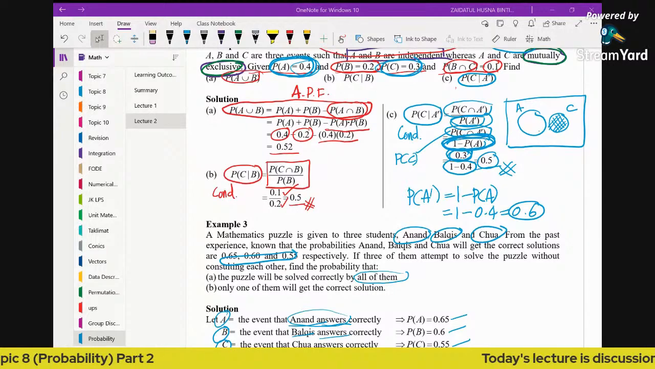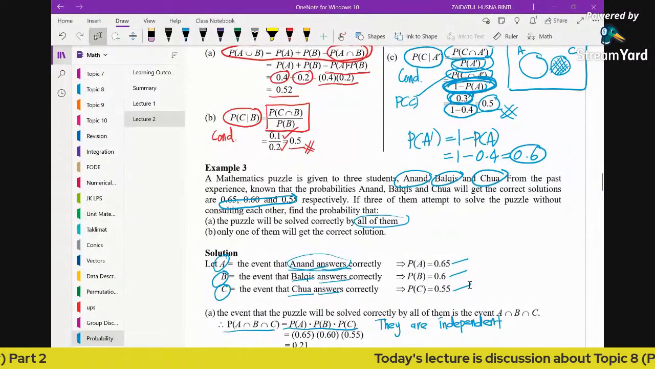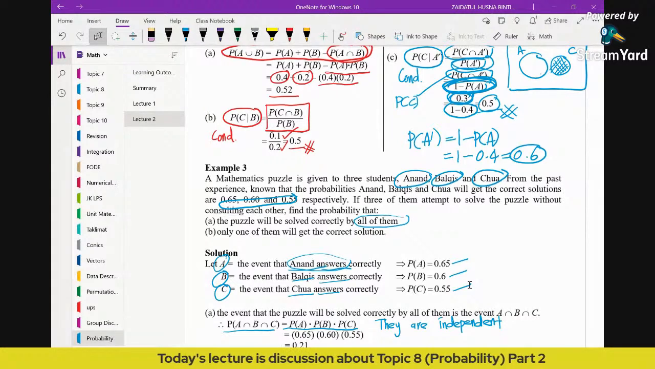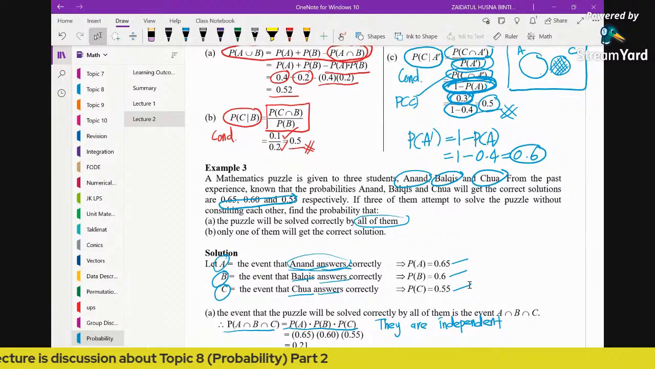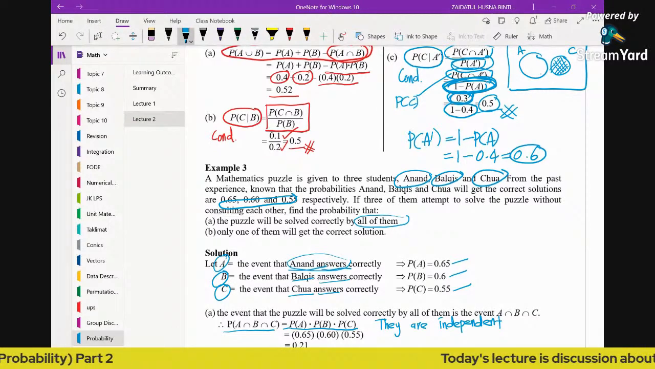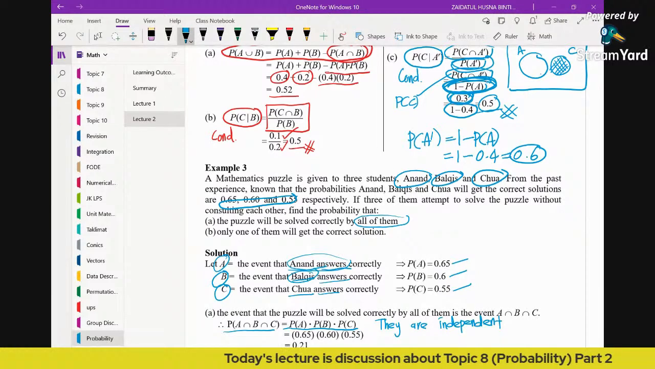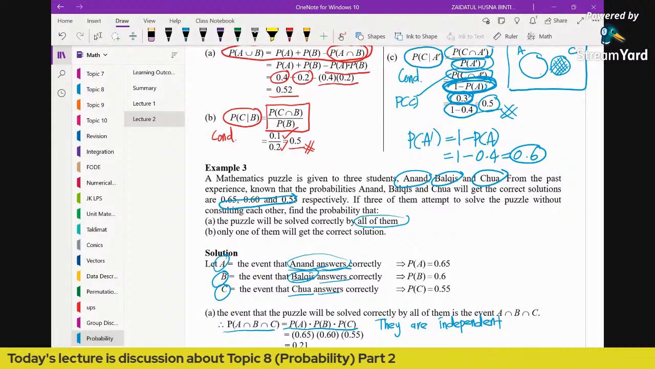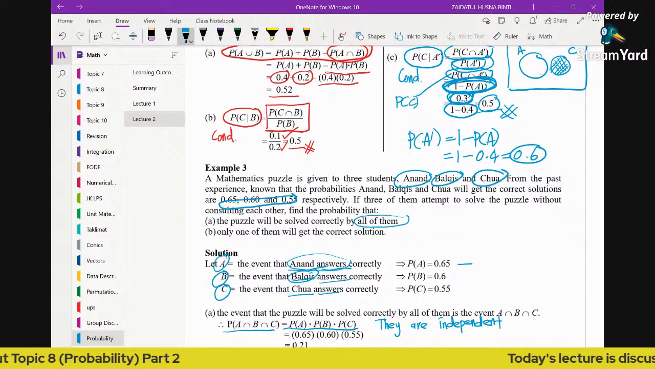Alright. Okay. So coming back to this example. Okay, so because we can declare that the three events here are independent because the event of A will not have an effect on B because contohlah kalau Anan dapat betul ke salah ke dia tak ada effect pada Balkis. So the three events here are independent, like this one. Okay, so probability of A is 0.65, so we know that probability of A prime is 0.35.